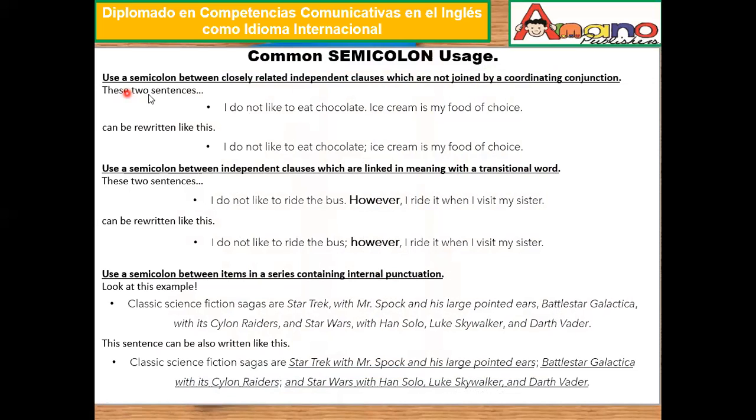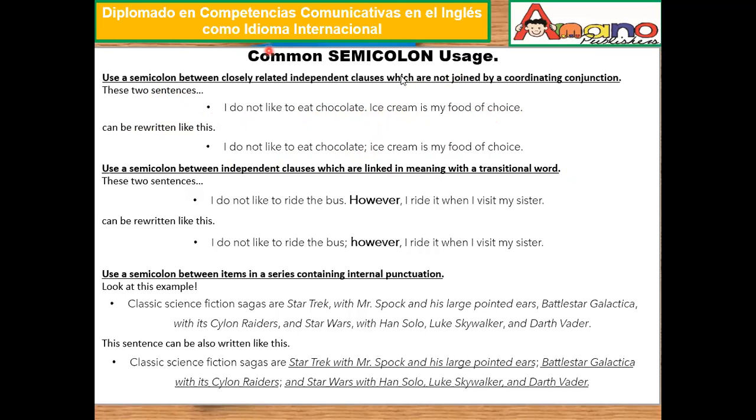semicolons, use a semicolon between closely related independent clauses which are joined by a coordinating conjunction. For example, these two sentences: I do not like to eat chocolate. Ice cream is my food of choice. But I can rewrite this sentence: I do not like to eat chocolate; ice cream is my favorite choice.